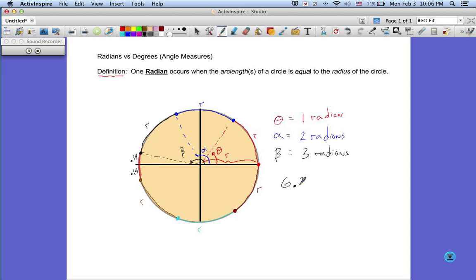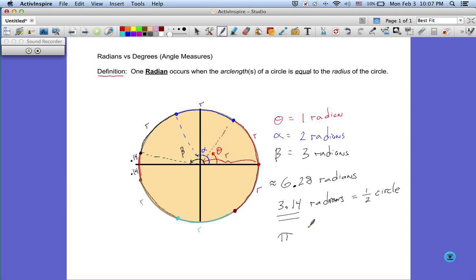So we have 6.28 radians, approximately. Now let's see, what do I have on half of a circle? 3.14 radians equals 1/2 of a circle. Now that should look familiar right there.